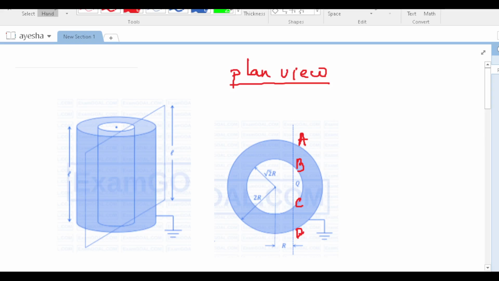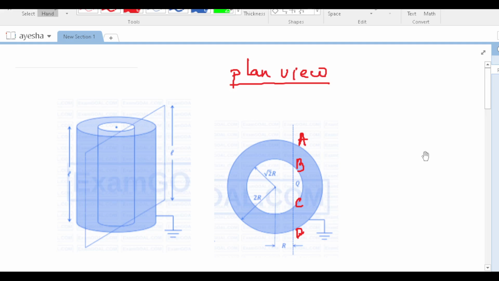Hello students, today we are going to discuss a very interesting problem which has come in JEE Advanced 2025. In this problem, he has taken a cylinder, and as you can see in the figure on the left side, he has cut a plane, and that plane length is L, which is matching with the cylinder length. It's a hollow cylinder whose internal and external radii are given.